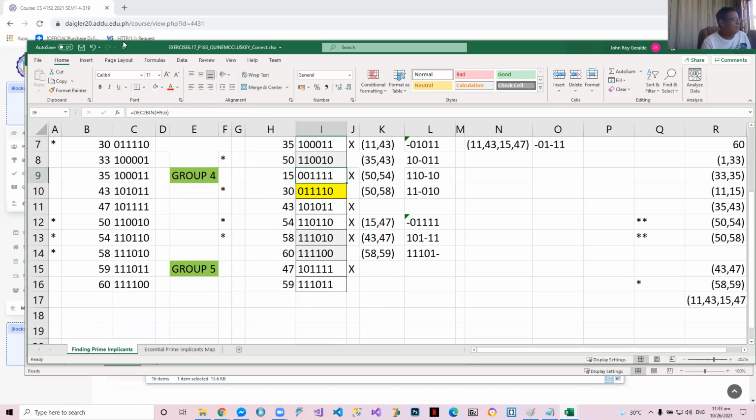Mahabang usapan, no? 30. Okay, we'll start with 47. Okay. 30 and 47. They differ in the first, they differ in the second. Obviously cannot be. We have 30 and 59. They differ in the first, and then they differ also in the fourth, first, fourth, and last. So hindi pwede. So therefore we're done with 30. So we'll get yellow this.